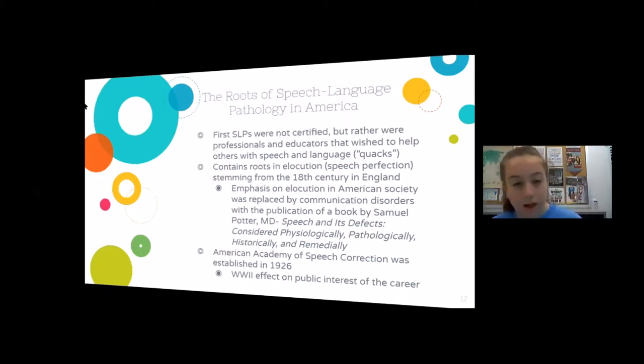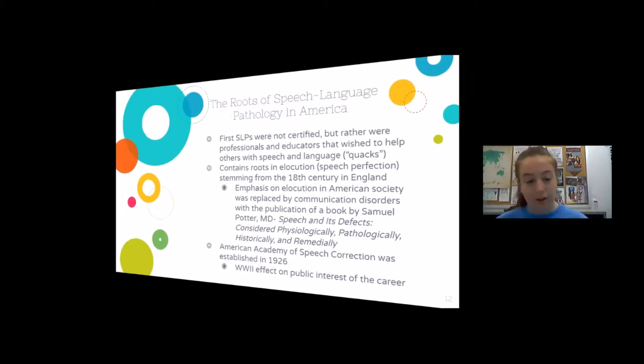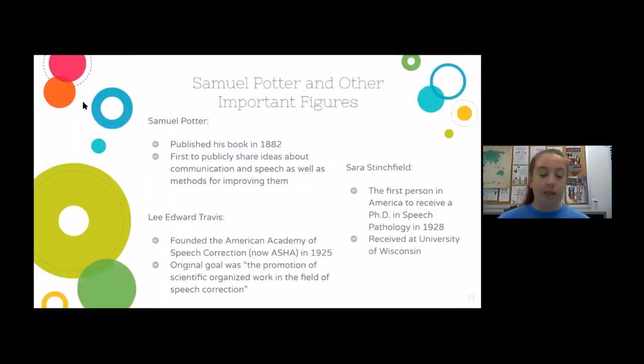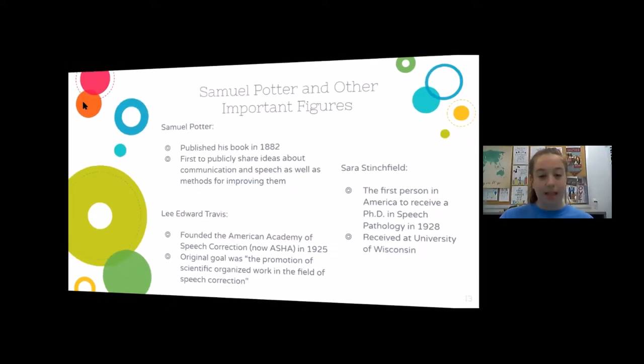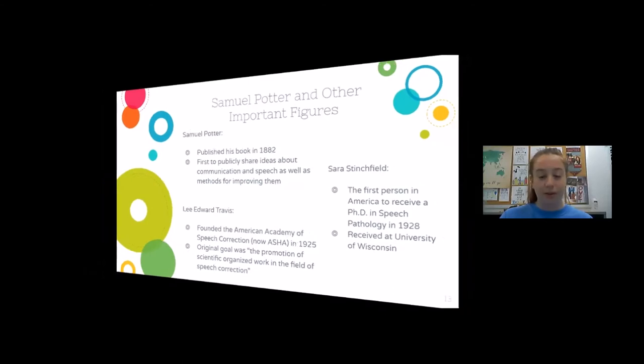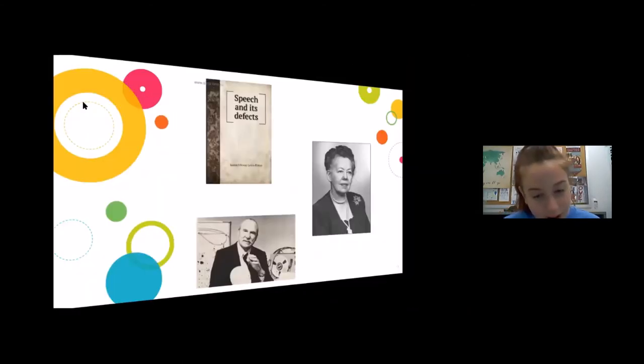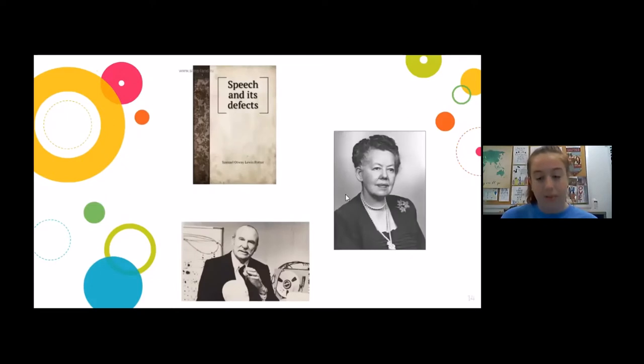Samuel Potter published this book in 1882. He was the first to publicly share ideas about communication and speech, as well as methods for improving both of them. Sarah Stinchfield was also the first person in America to receive a PhD in speech pathology, in 1928 from the University of Wisconsin. And Lee Edward Travis founded the American Academy of Speech Correction, which is now ASHA, in 1925. And here are some pictures of these important figures. I couldn't find a picture of Samuel Potter, but these are other important figures to speech pathology in America.